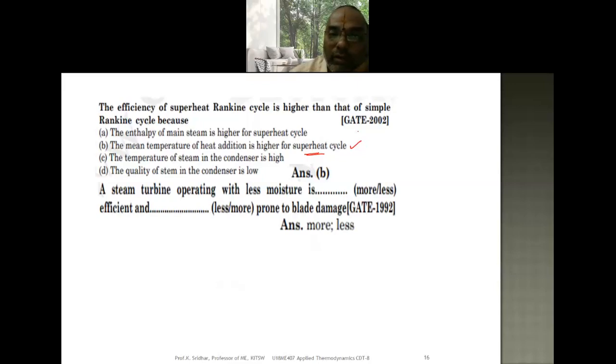A steam turbine operating with less moisture is always more efficient. Always you should have less moisture content. Otherwise we get pitting of the blades and erosion and corrosion of the blades, so that the turbine life will be reduced. So the answer for the first blank is more efficient, and for the second, less prone to blade damage.